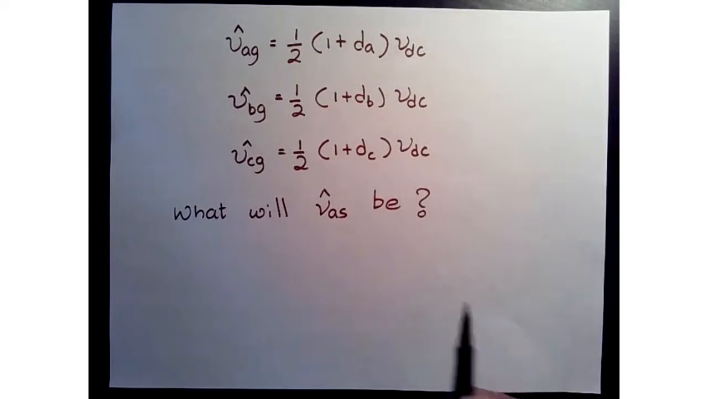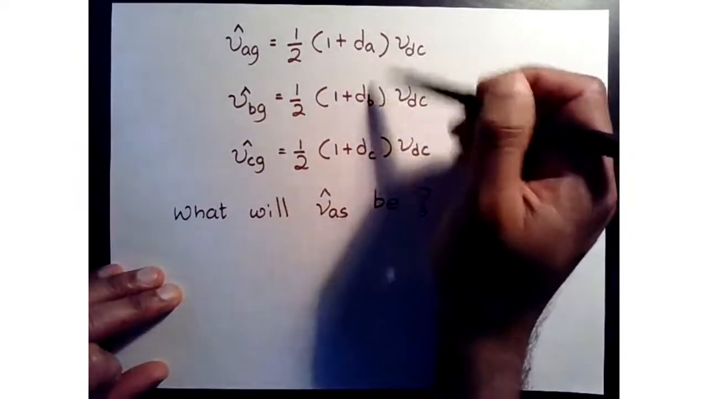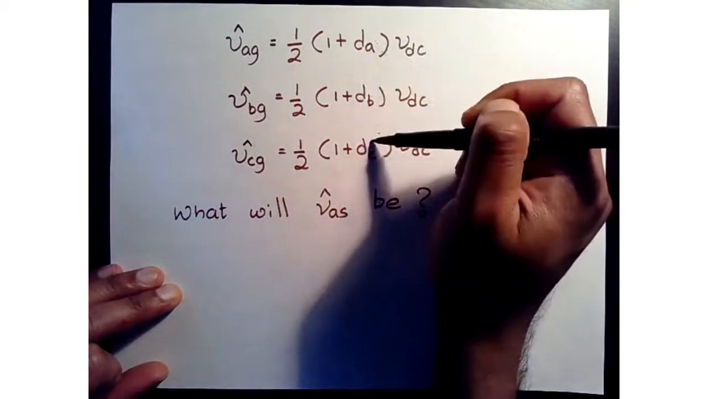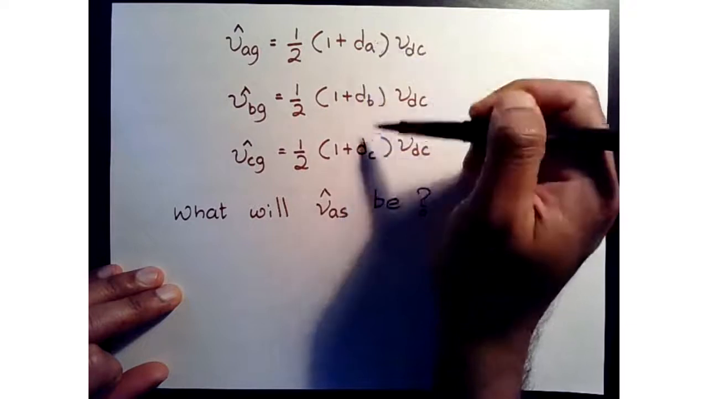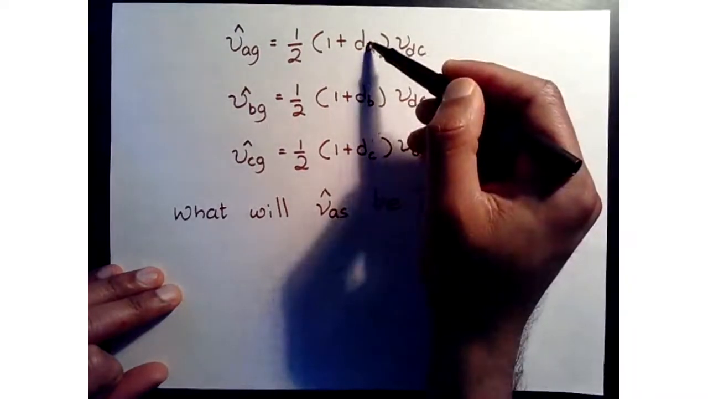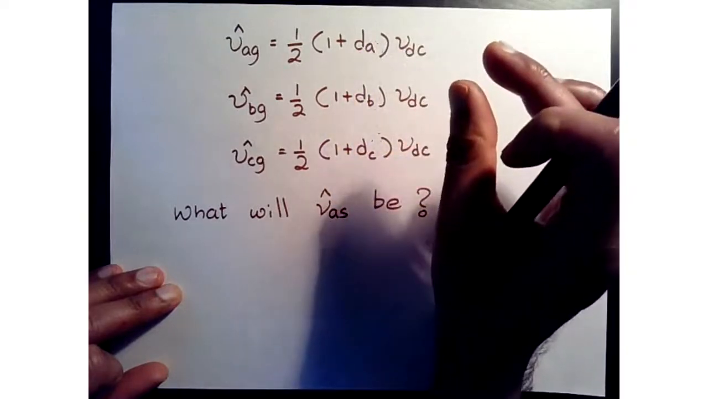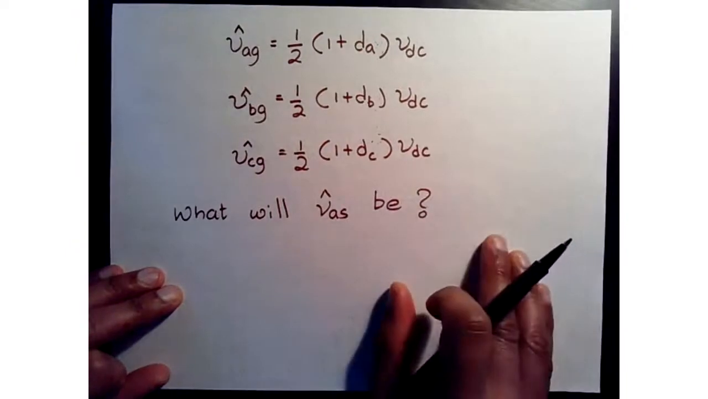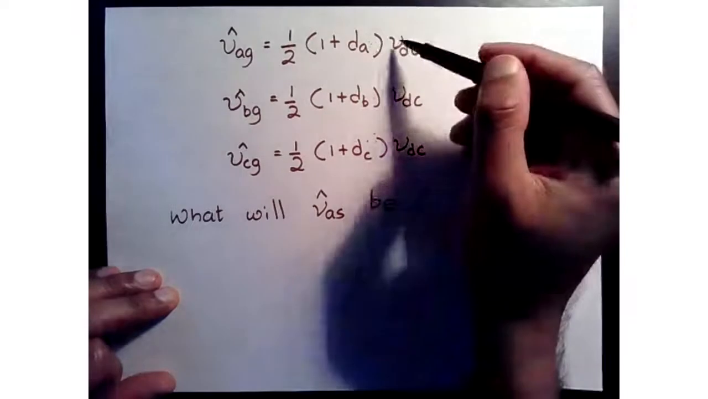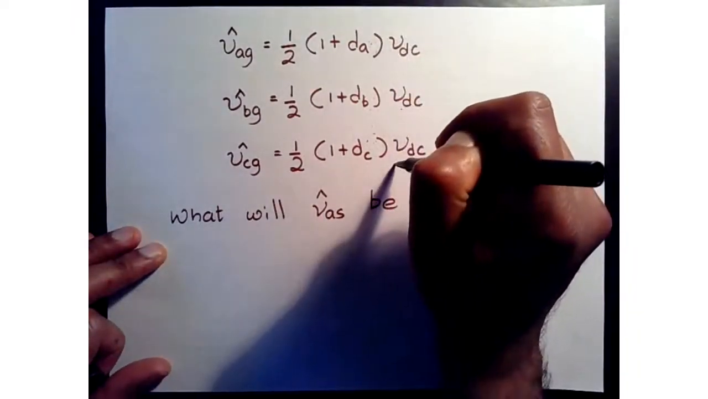VAG, VBG, VCG, they will have their own duty cycle, right? And these are going to be balanced and 120 degrees out of phase from each other. And then each will have its own modulation level, and you'll see that in the coming pages. Okay, so we have our VAG, VBG, and VCG for this case, right?